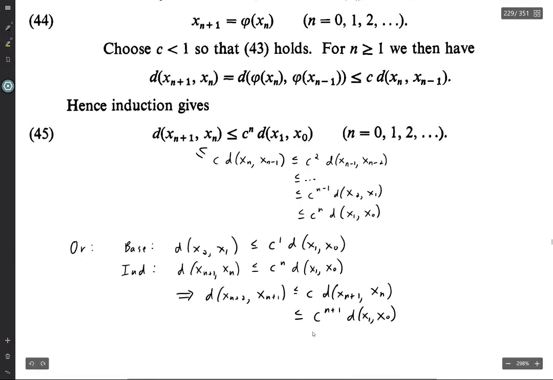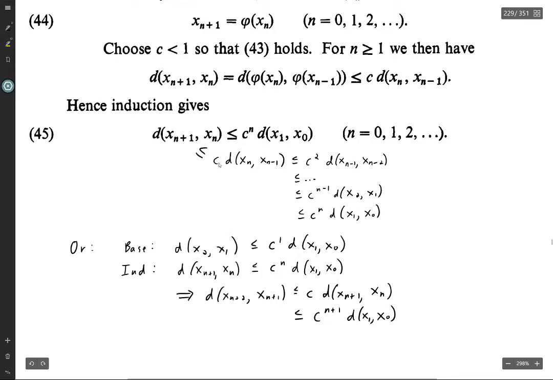Some ways to see that are here. So basically the distance between x_{n+1} and x_n is less than or equal to c times the distance between x_n and x_{n-1}, which is less than or equal to c squared times the distance between x_{n-1} and x_{n-2}. We're just using this previous fact over and over.